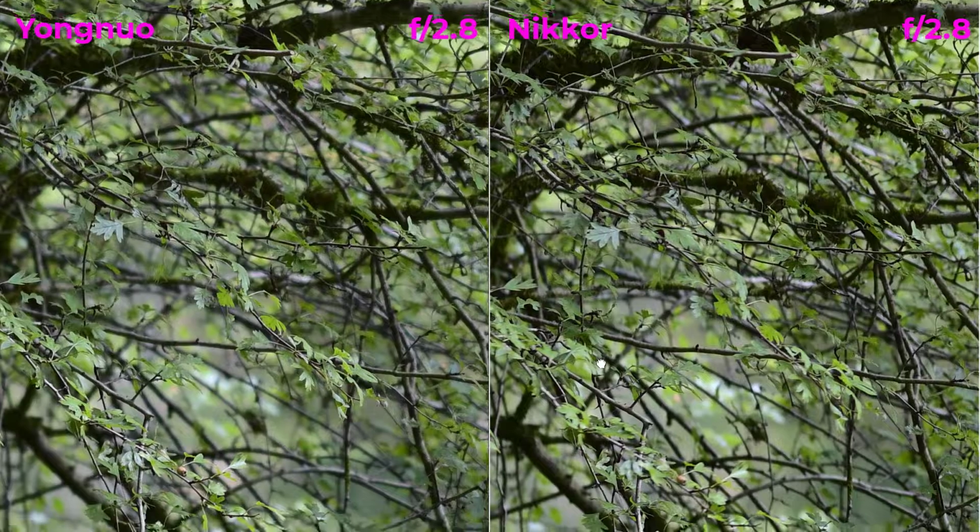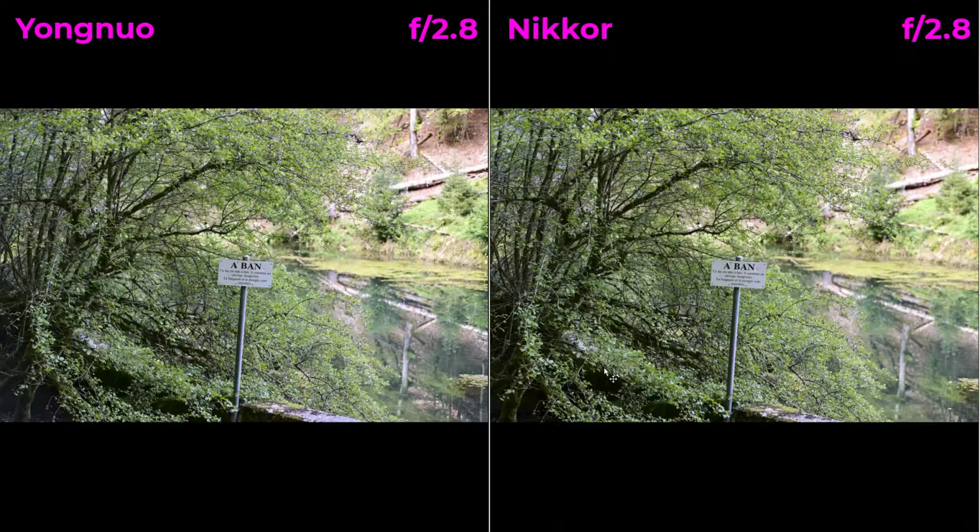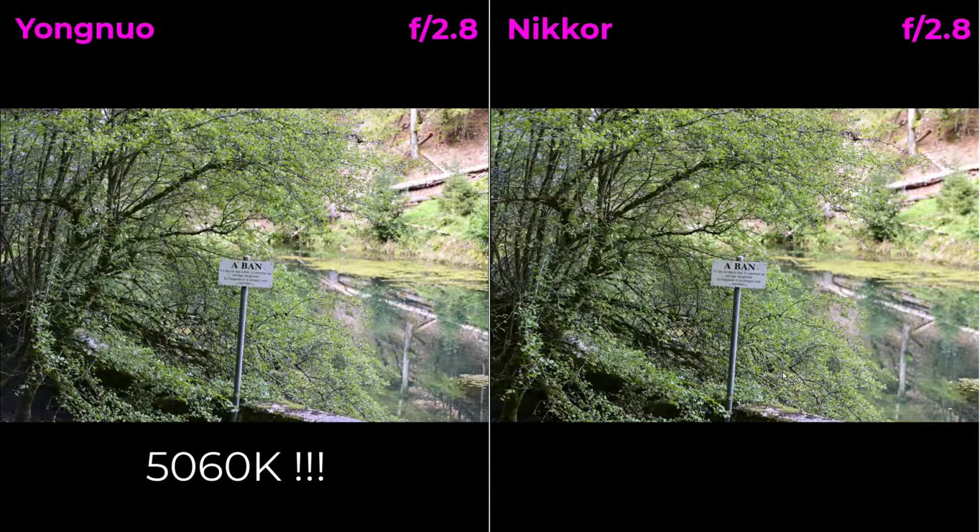Both are doing really good. Just maybe let me put a bit back. Maybe here, just with the colors, I can see a slight difference, but it's just from the lens, because if I check the white balance, with the Yongnuo I have 5,060 kelvins, and with the Nikkor I have exactly the same thing. So the color differences here are really from the lens.